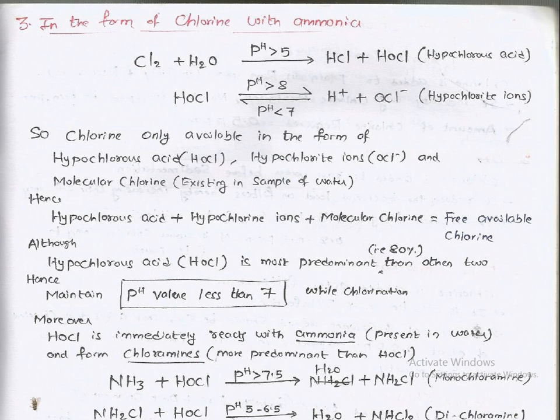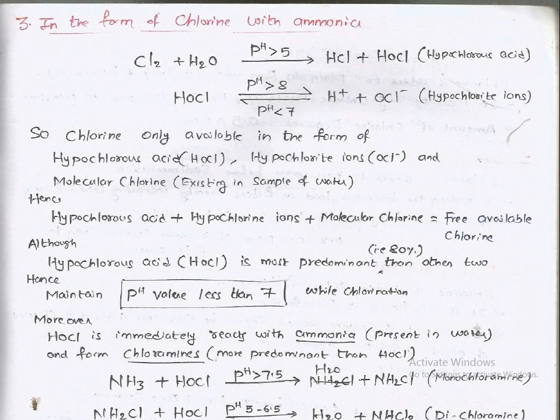Although hypochlorous acid HOCl is the most predominant, about 80%, compared to the other two, hence maintain pH value less than 7 while chlorination. Moreover, HOCl immediately reacts with ammonia present in water and forms chloramines, more predominant than HOCl. NH3 plus HOCl, in medium pH greater than 7.5, gives water and NH2Cl, monochloramine.